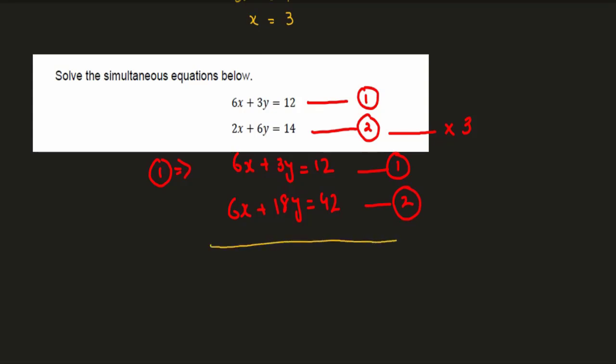I can see that the coefficients of x are the same now, but the signs are also the same, so I have to flip the sign. I can do that by multiplying it with -1. So now this would be minus, this would also be minus, and this would also be minus. So 6x minus 6x would cancel out. 3y minus 18y is minus 15y, and 12 minus 42 would be 30. Sorry, minus 30. So minus and minus cancel out, so y is equal to 2.